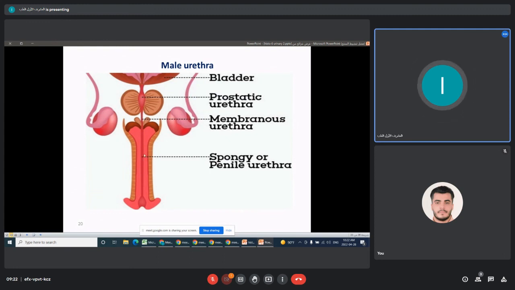The last part here is called the spongy or penile urethra. As its name implies, penile means it runs through the center of the penis. We have seen this structure with the male genital system, and it's the longest, about 15 centimeters, and lies within the corpus spongiosum, part of the erectile tissue. The lining is also columnar epithelium like the membranous urethra, pseudostratified or stratified columnar epithelium, but near the end it changes into stratified squamous epithelium.